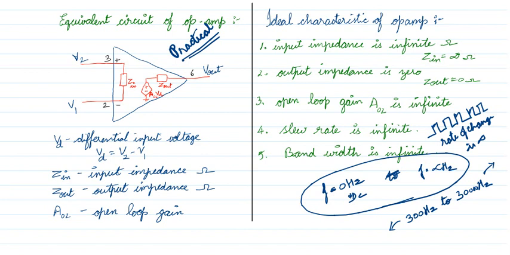It is in mega ohms. Practically, instead of infinite, I can say mega ohms. Mega, we know, is 10 power 6. Mega means what? 10 power 6. 1 mega ohms. Instead of 0, we can say it is 50 ohms or 75 ohms output impedance.